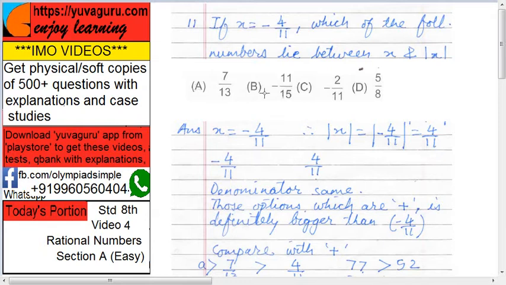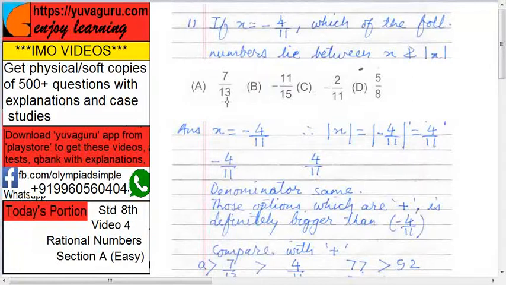which lie between minus 4 by 11 and plus 4 by 11. So this is what we have to check now. Now one important point to note, instead of trying some foolish tricks: the denominators are the same for these two numbers, right? For these you have to compare.